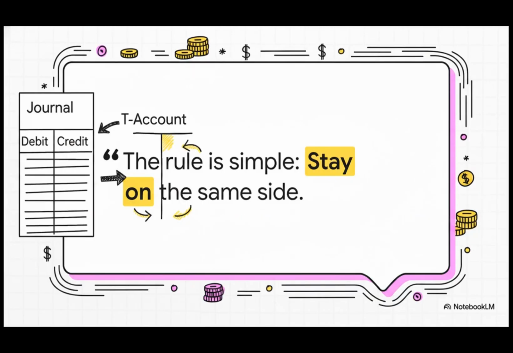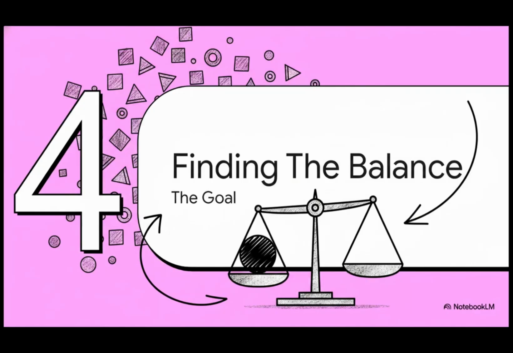Second, you literally just transfer the dollar amount from your journal over to the right T account. And third, and this is the most important part, you maintain the side. This brings us to the absolute golden rule of posting. If an amount was a debit in your journal, it has to be a debit in your T account. If it was a credit in your journal, it stays a credit. That's it. That's the whole rule. You just stay on the same side of the T. Simple.